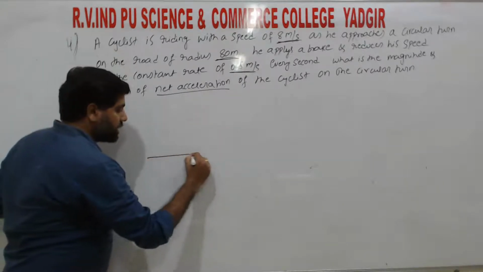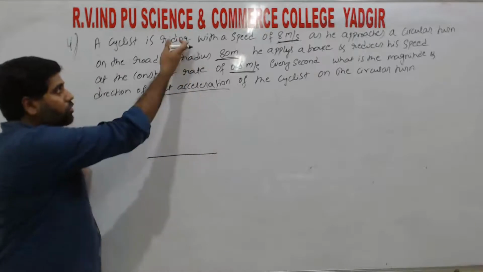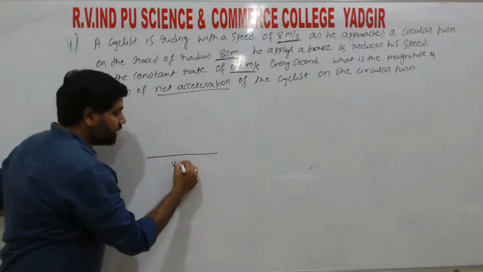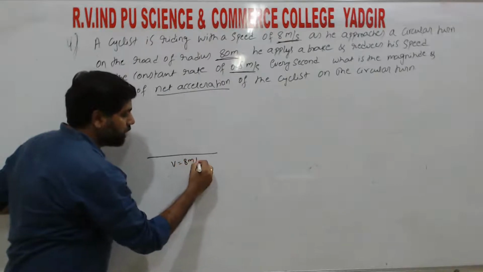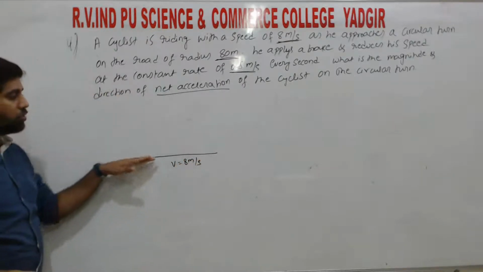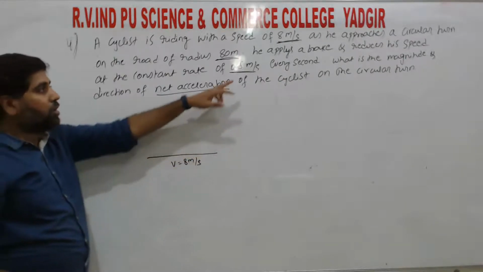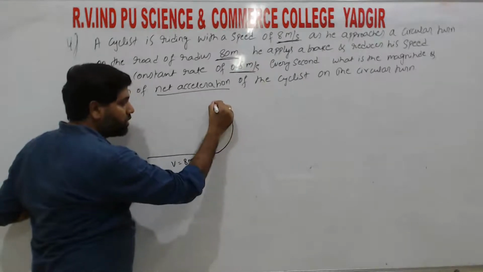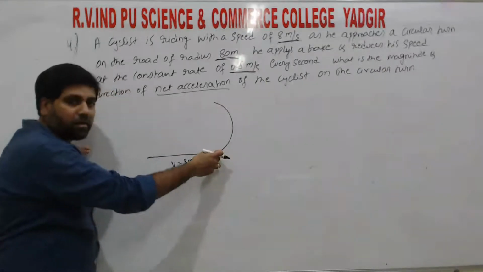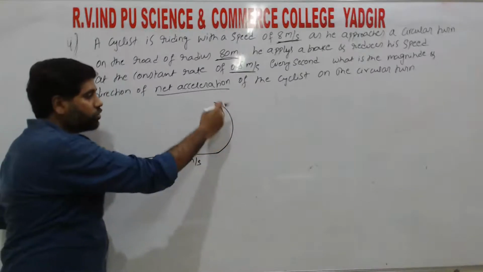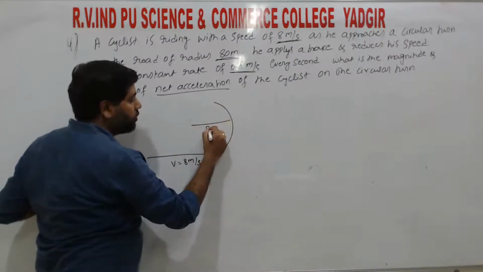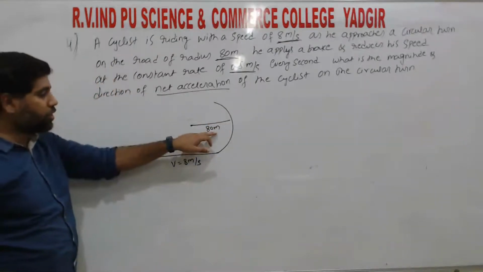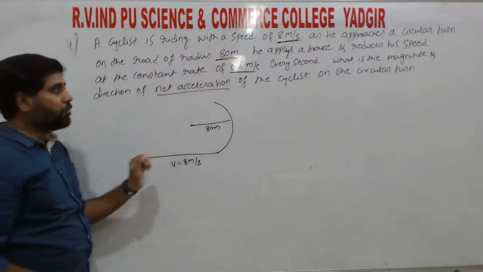First, the cyclist is moving on a straight road. That means the cyclist is riding with a speed of 8 meter per second, on a straight road, right? As he approaches a circular turn, after he approaches the circular turn, he applies the brakes at the circular curve, right? This curve has a radius of 80 meter, right? So a curve with radius 80 meter is mentioned.